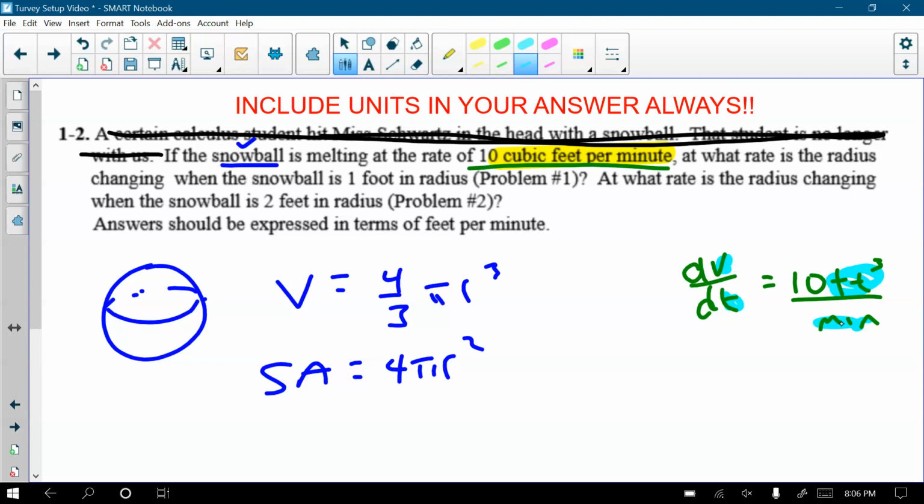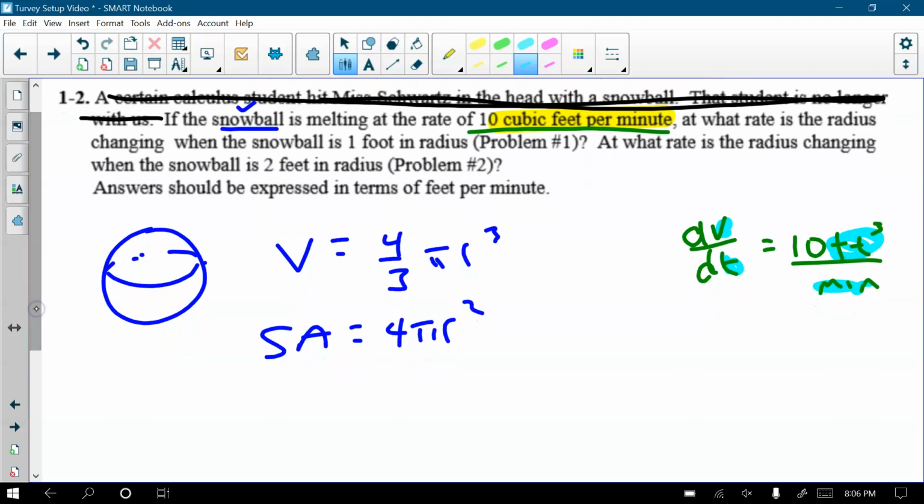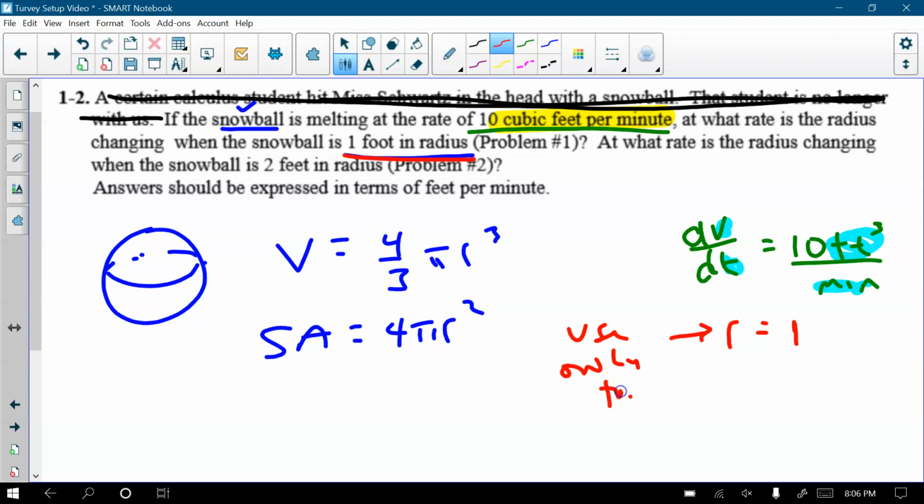At what rate is the radius changing when the snowball is 1 foot in radius? So notice there's that last part there with that 1 foot in radius. That 1 foot in radius, that's r equals 1. Do not use that until you have the derivative. Use it only after the derivative. Now, sometimes you will have to use them in the original equation just to solve for another unknown, but when you're taking your derivative, you're looking and seeing what's changing, what two variables are related to one another.